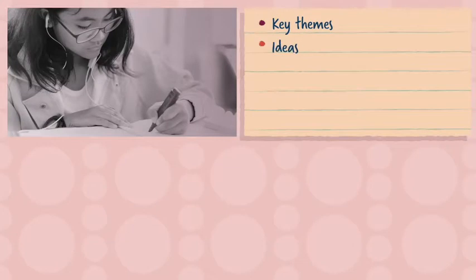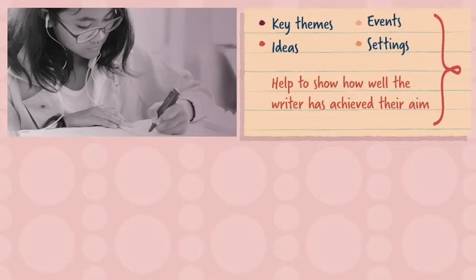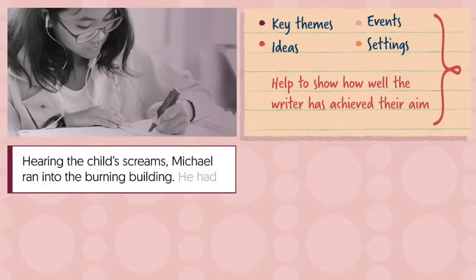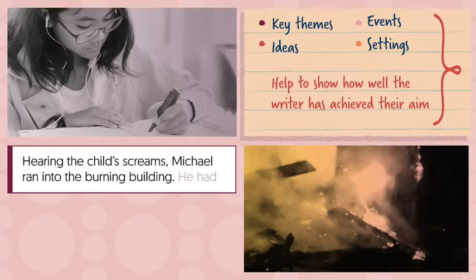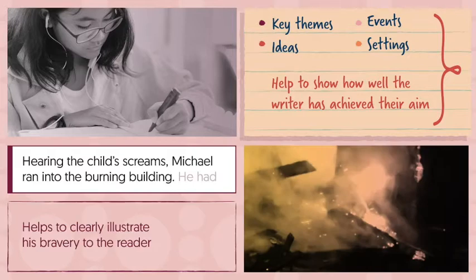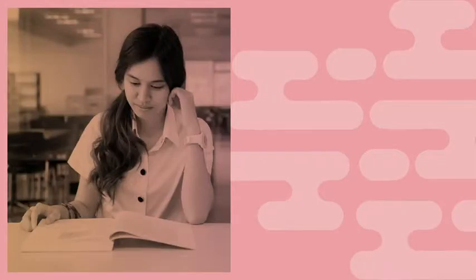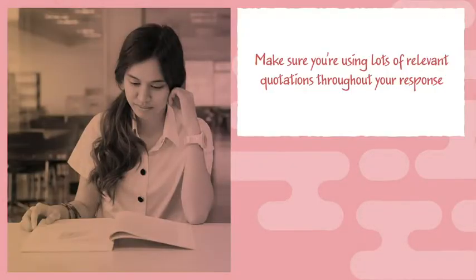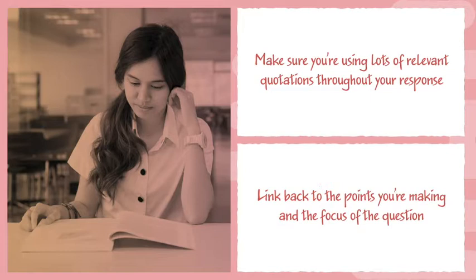While reading, identify any of the key themes, ideas, events, or settings that help to show how well the writer has achieved their aim. For example, the writer might tell us that Michael Whatley ran into a burning building to save a child. The dangerous setting of a burning building helps to clearly illustrate his bravery to the reader. As with other questions, you also need to make sure you're using lots of relevant quotations throughout your response. These should always link back to the points you're making and the focus of the question.